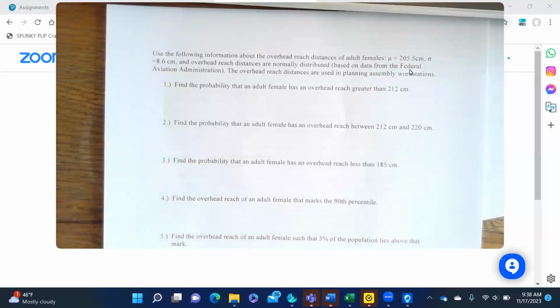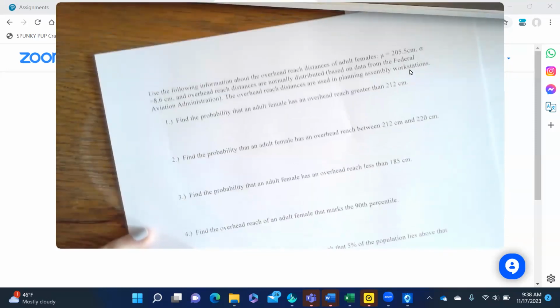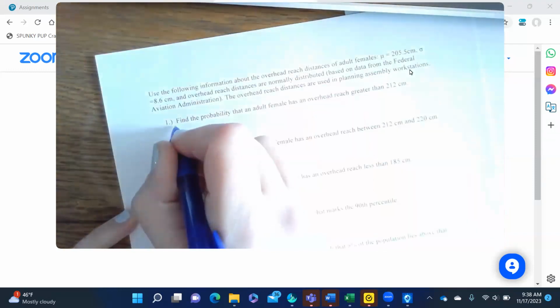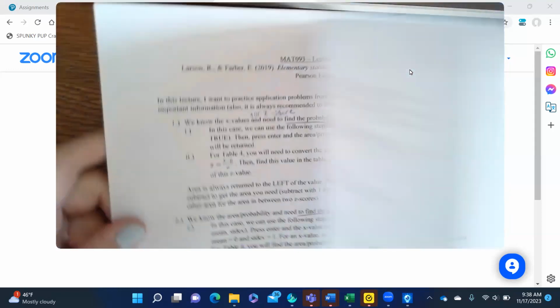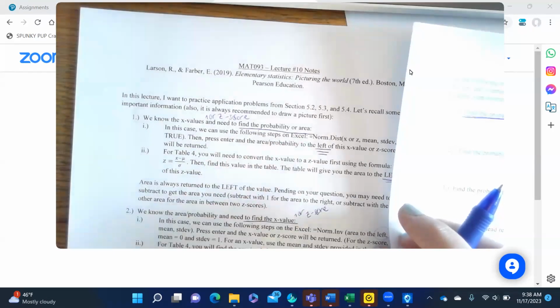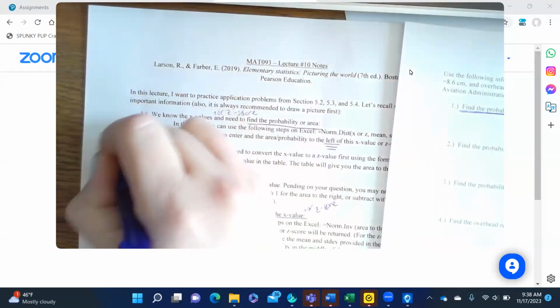All right, so I'm going to do some of these with a table and I'll do some with Excel. But again, I do encourage you to pause the video here and see if you can do some of them on your own. So we're going to find the probability that an adult female has an overhead reach greater than 212 centimeters. Look here, we're looking for a probability. So if you go to the page before, we're of the first type here. So find the probability. This is mainly sections 5.1 to 5.2, by the way.